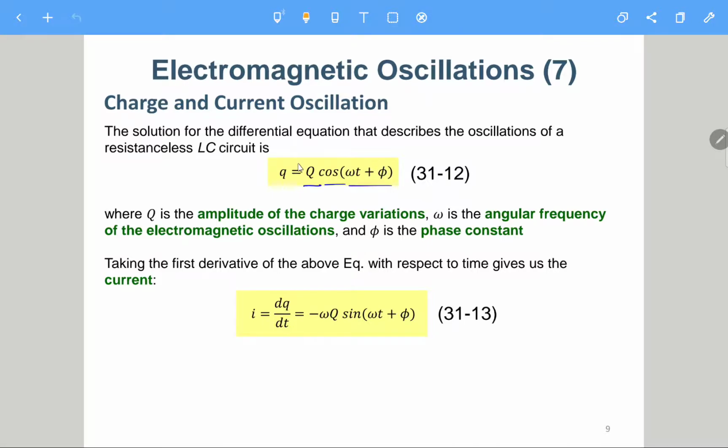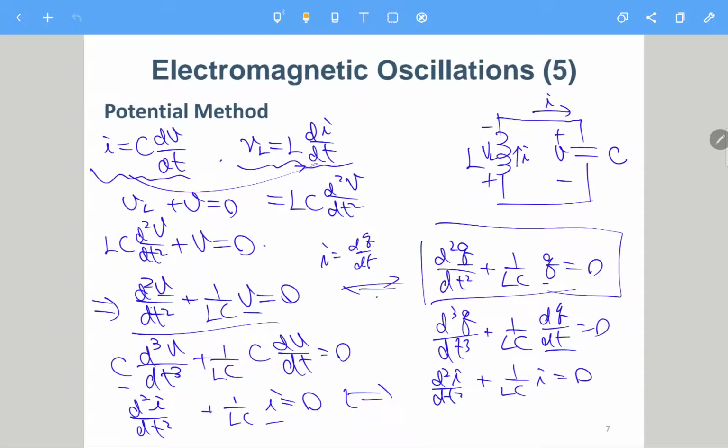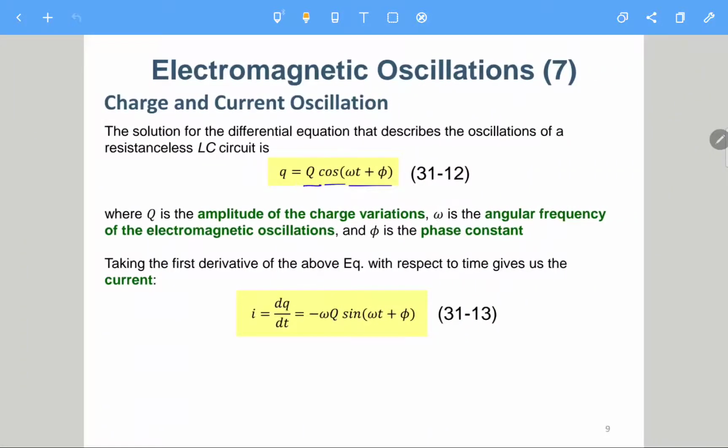And of course, if we try to calculate the current going through the capacitor, it is nothing but taking the derivative of this expression. Taking the derivative gives Q times omega, with a minus sign because the derivative of cosine is minus sine. So we have minus omega Q sine omega t plus phi, like this.